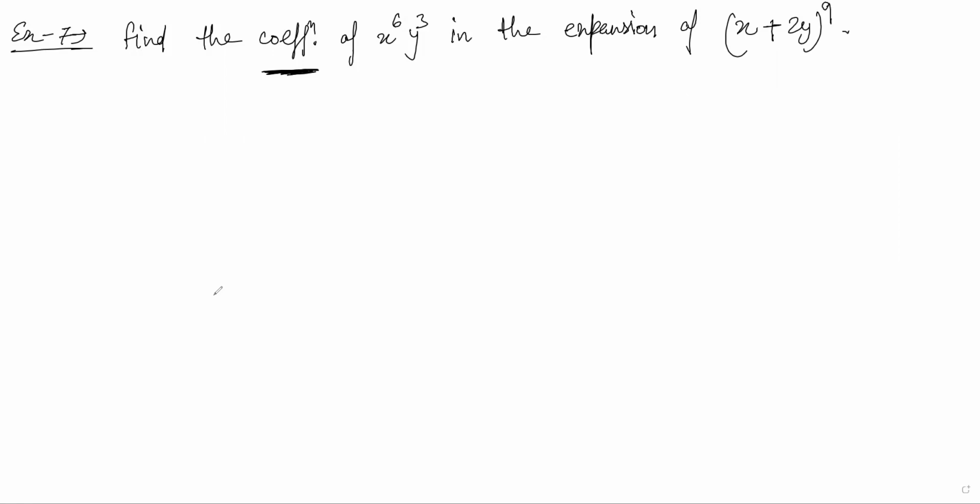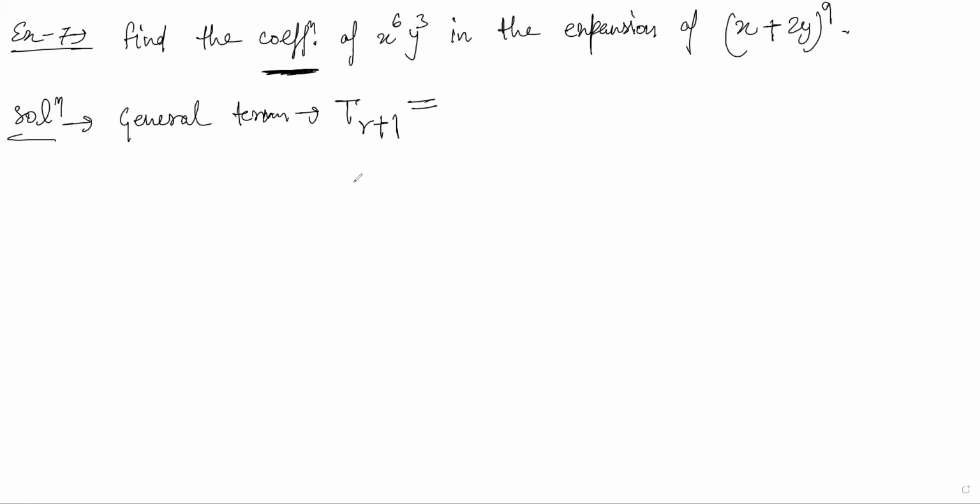We have to find the coefficient of x to the power 6 into y cube in the expansion of (x plus 2y) to the whole power 9. Whenever you are asked about a coefficient or binomial coefficient, you always have to use the general term formula. The general term tells you anything about a term. So if any question is related to a term, you have to use the general term.